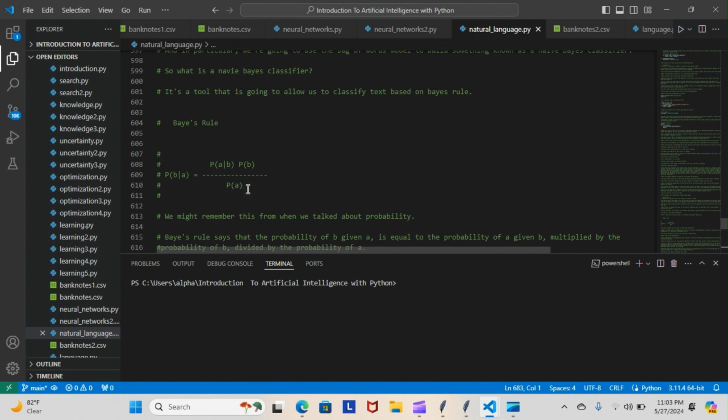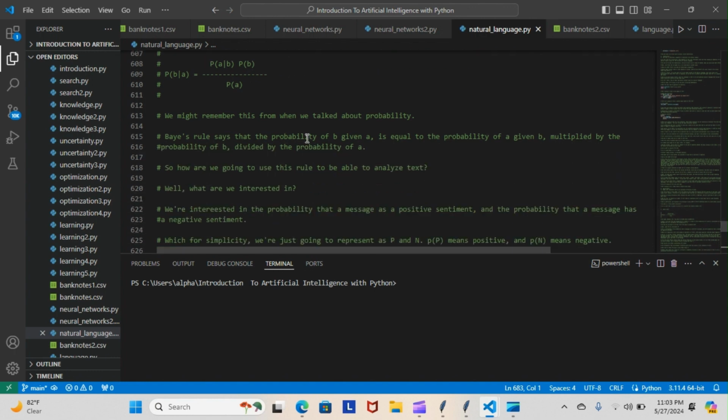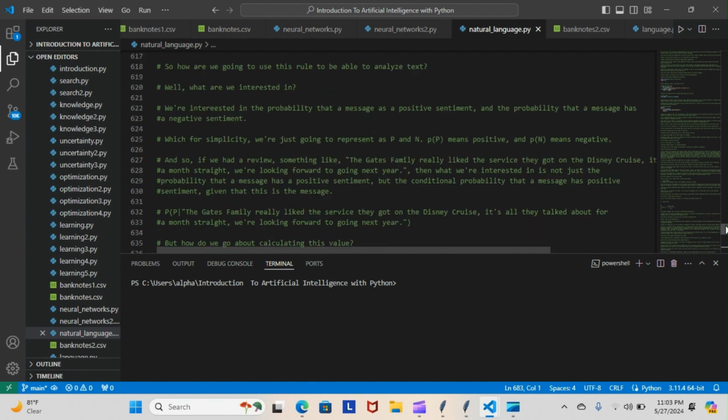And we might remember this from when we talked about probabilities. Bayes' rule said that the probability of B given A is equal to the probability of A given B multiplied by the probability of B divided by the probability of A, as I just stated. So how are we going to use this rule to be able to analyze text? Well, what are we interested in? We're interested in the probability that a message has a positive sentiment and the probability that a message has a negative sentiment, which for simplicity, we're just going to represent as P and N. P means positive and N means negative.